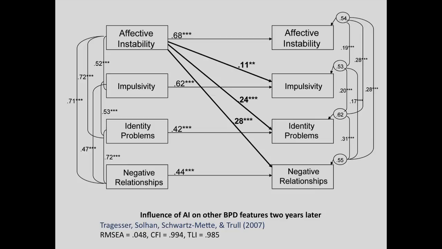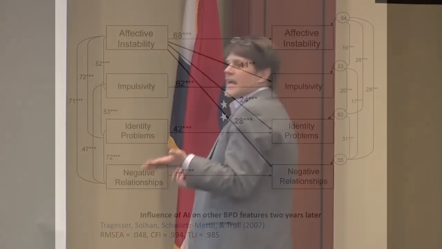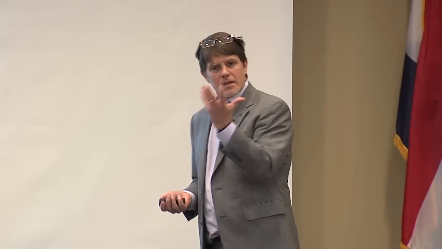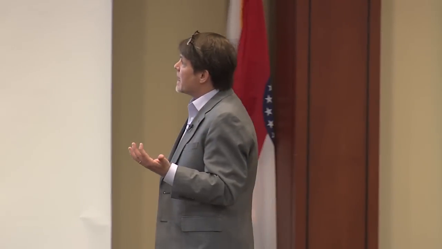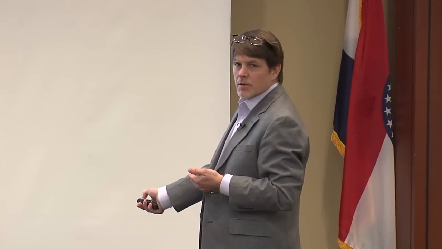This best fitting model suggests that it's affective instability, some type of negative emotion dysregulation that predicts increases in impulsivity, identity problems, and problems in relationships 2 years later, above and beyond what can be predicted just by the stability of these over time. So this doesn't answer the question, but at least it's suggestive that this affective instability or emotional reactivity component is quite important, and it may, at least over 2 years, lead to an increase in problems with relationships.